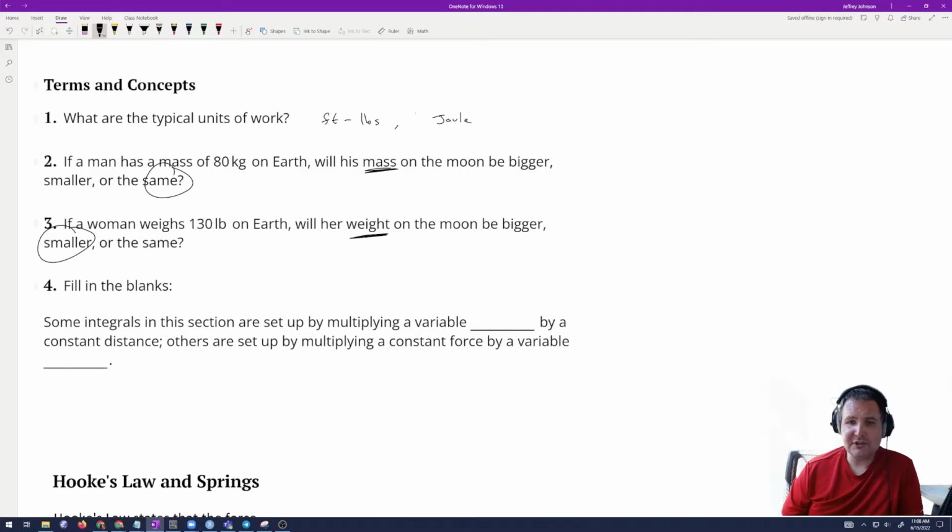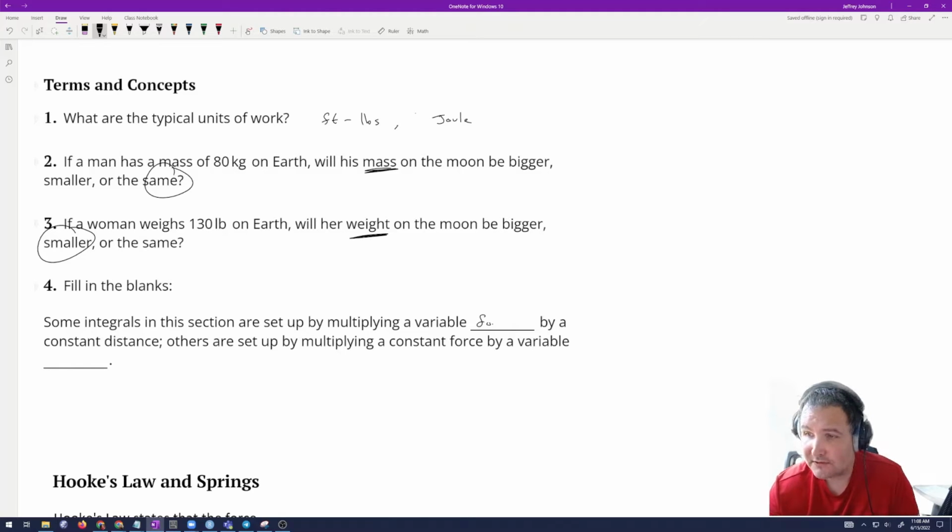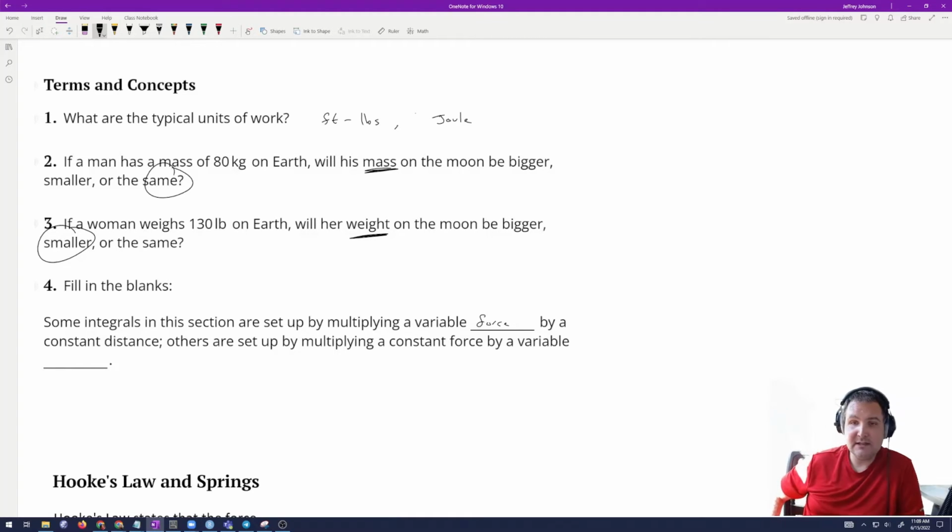In the next section, we're making the distinction between measuring the amount of work done on, let's say, a spring, where you have a different amount of force. If you have a variable force by a constant distance, others are set up by multiplying a constant force by a variable distance. So you can measure work in these two different ways. The force changes, or perhaps the distance changes.